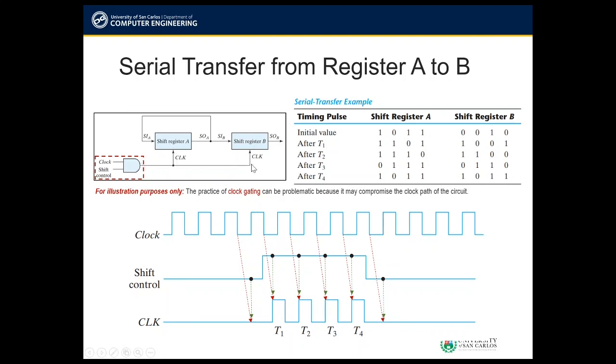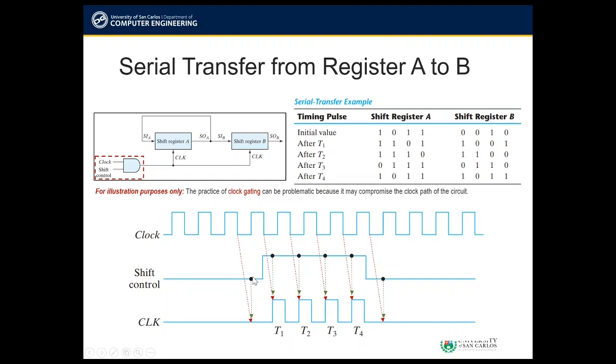And this clock here, CLK, is the output of the AND gate that is connected to both shift registers. The controller or the control unit that is in charge of the shift control would send out a pulse which is just enough to transfer 4 bits of information. In this case, let's take a look at this point.